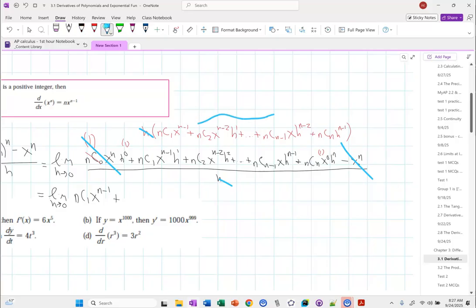And what do you notice here? The stuff that's left all has h's, right? So when I do my direct substitution, what's going to happen to all that stuff? Zeros out.